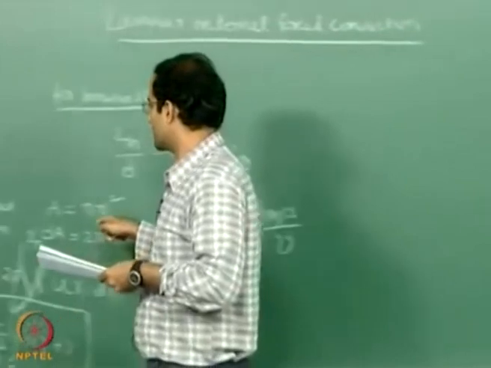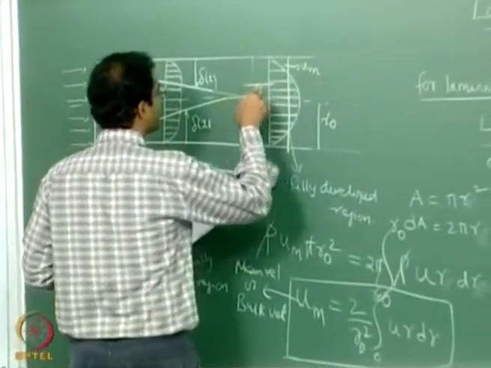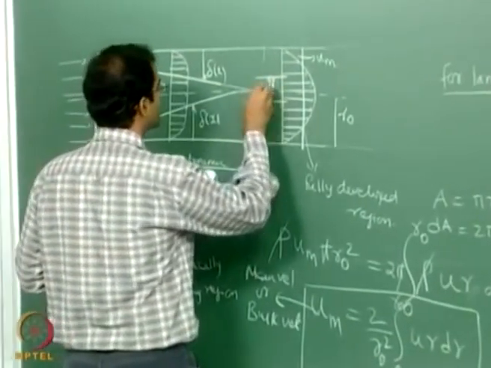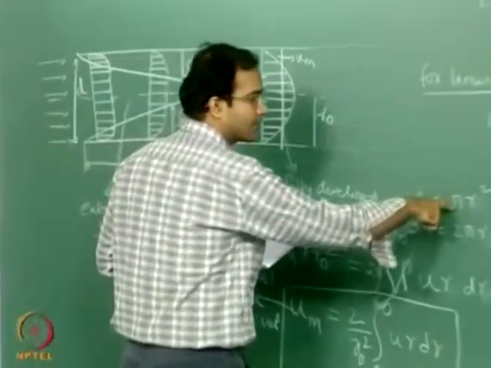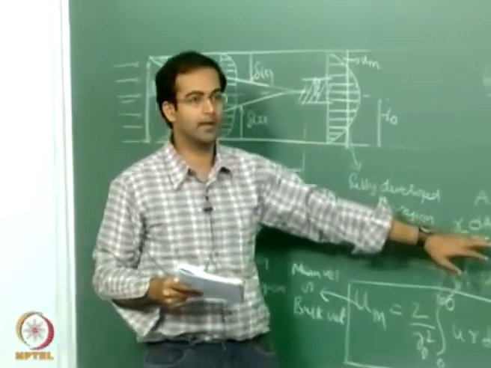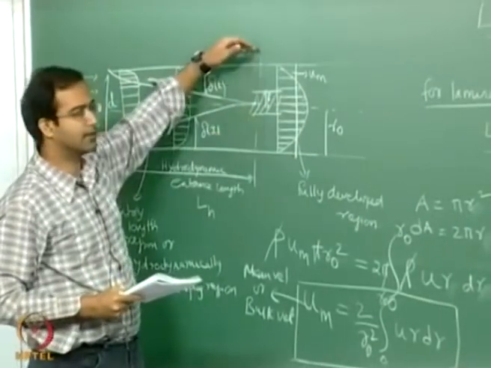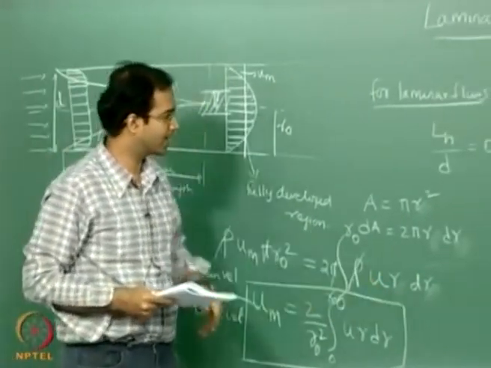Okay, so this is the area at any location r. If you look at any location r, this will be the cross-sectional area, pi r squared. So if I look at any differential area, that will be 2 pi r dr. So I have to integrate it over the entire cross-sectional area. That's why I'm doing this integral right here.